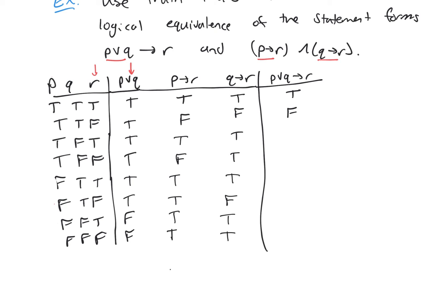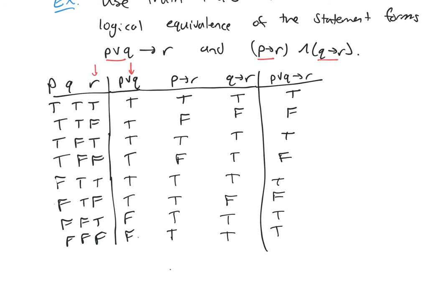Okay, the next row, they're both true, so that's true. A true hypothesis and a false conclusion makes it false. Now they're both true, so you would get a true here. A true hypothesis and a false conclusion would be false. And then these last two, your hypothesis is false, so it automatically makes it true. So that's the first of our two statement forms.